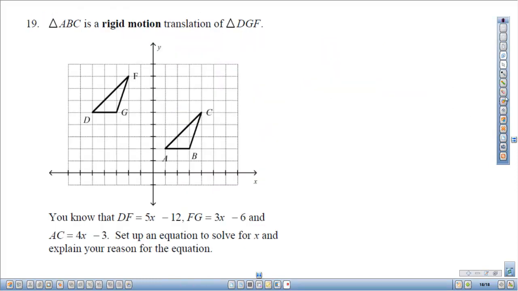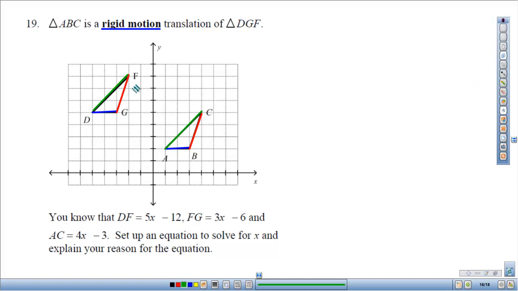Number 19. Number 19 gives us the triangles, and here's what they say. ABC is a rigid motion translation of triangle DGH. So rigid motion, that means these two are perfect copies of each other. In fact, that means that segment AB and segment DG are perfect copies of each other. Segment BC and segment FG would be perfect copies of each other, and segment DF and segment AC are also perfect copies of each other.